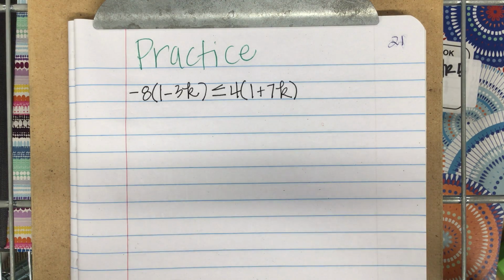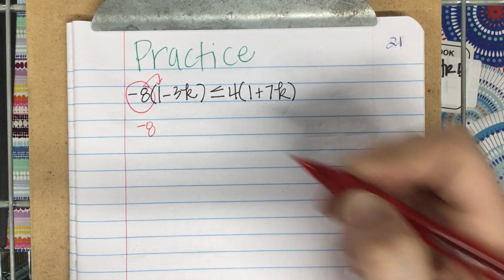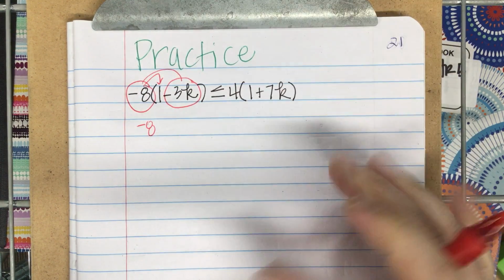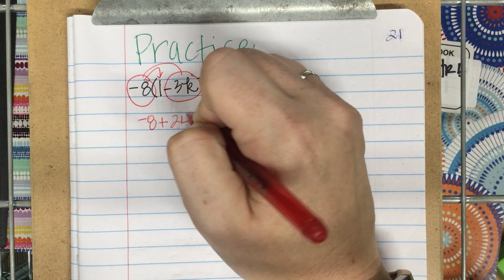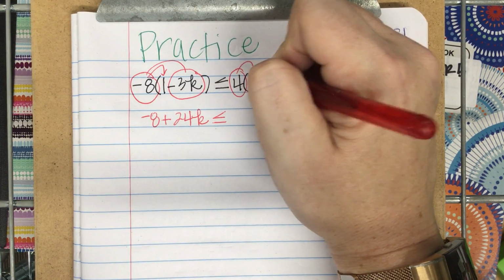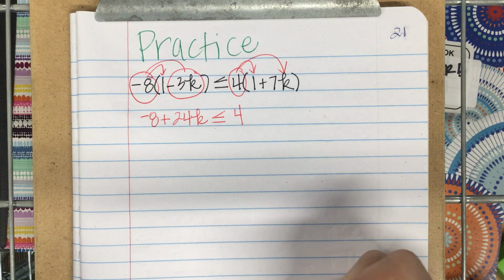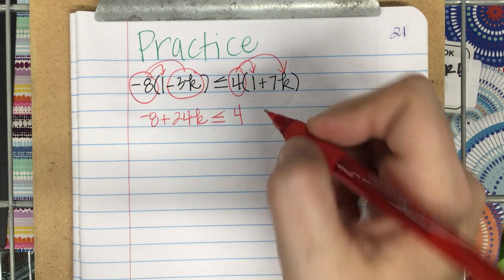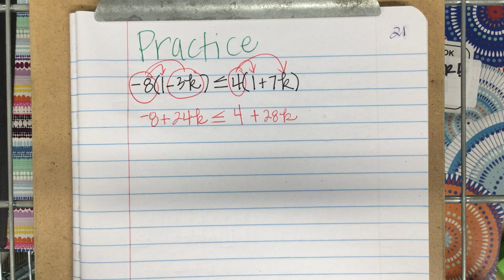Do I need to distribute? Simplify, distribute? I need to distribute. So negative 8 times 1 is negative 8. Negative 8 times negative 3k is positive 24k, is less than or equal to, and I have to distribute on this side too. 4 times 1 is 4. And 4 times 7k is positive 28k. Step 1 is, do I need to simplify?